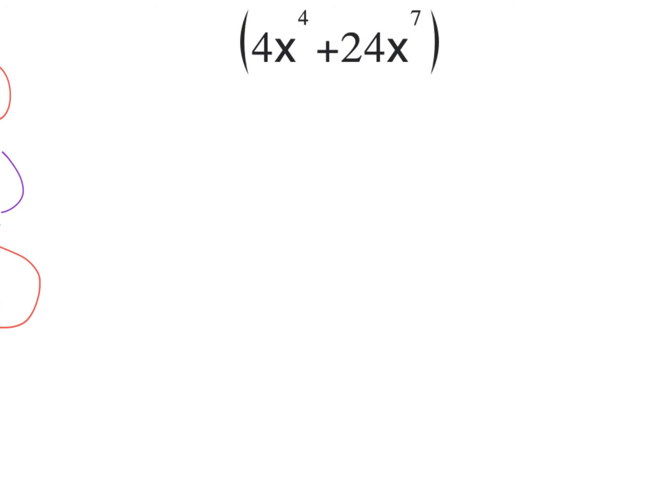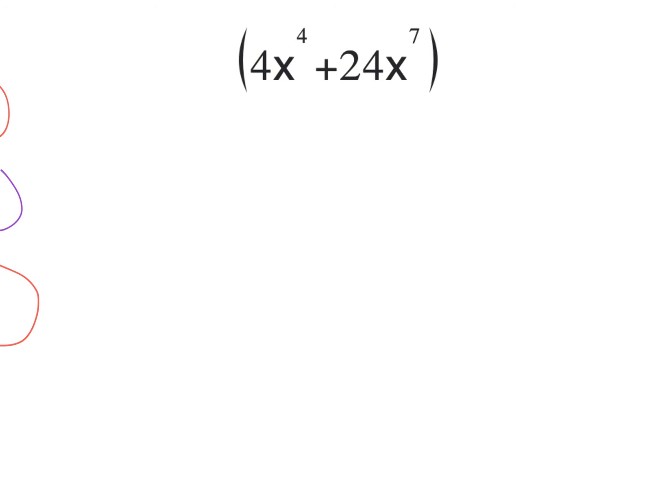All right, so I have 4x to the 4th plus 24x to the 7th. Now with this one, I'm going to start by assuming that you guys can see the biggest common factor with the regular numbers. So I look at the regular numbers, 4 and 24, and I think, what do these pieces share that I could take out? And the largest multiple they share is a multiple of 4. So I'm going to kick out that 4. Okay, so 4 divided by 4 is 1. 24 divided by 4 is positive 6.